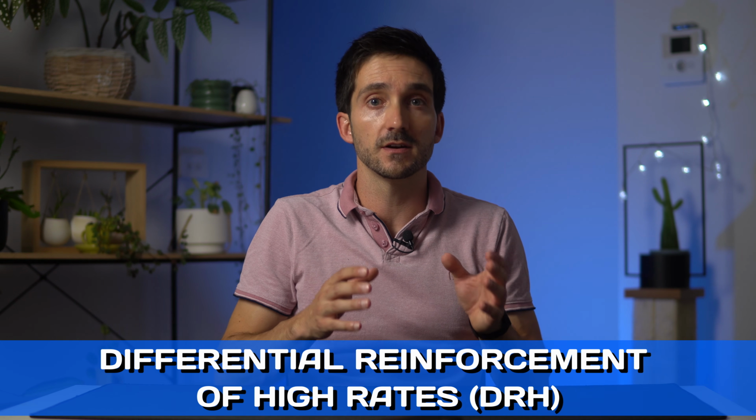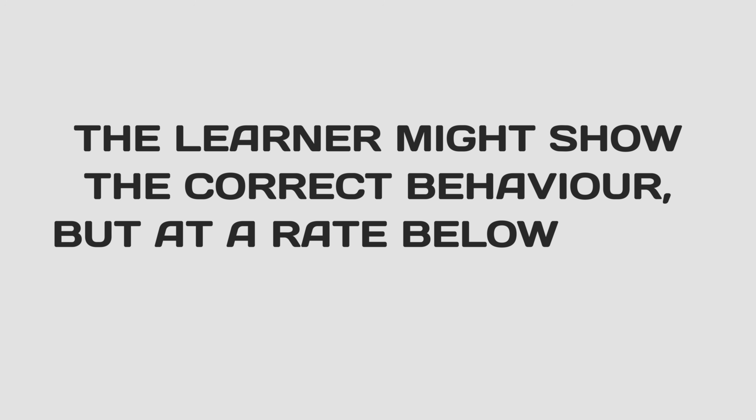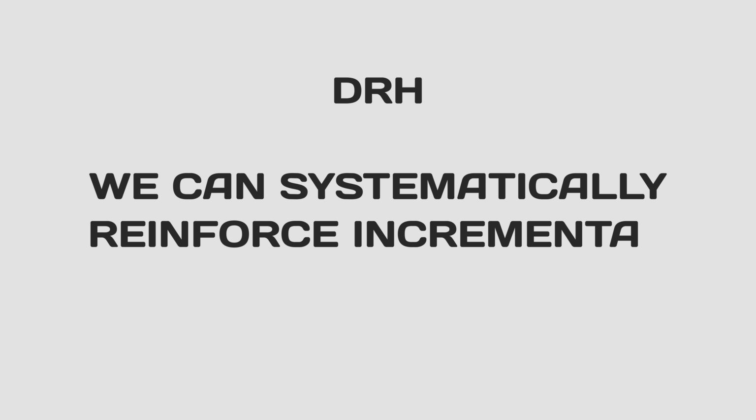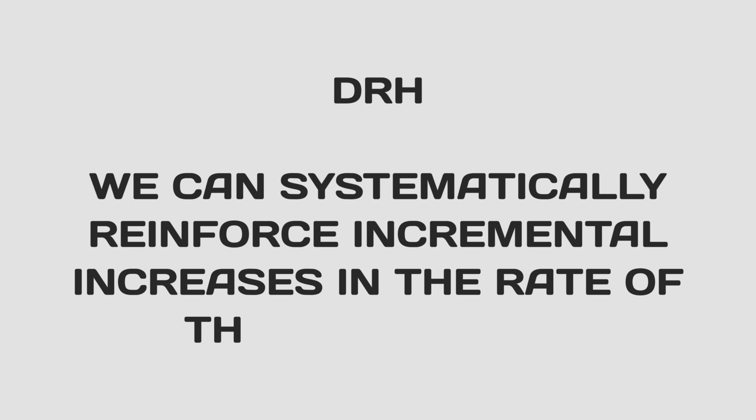We then have differential reinforcement of high rates, DRH. Sometimes the learner might show the correct behavior, but at a rate below what we want to see. Using DRH, we can systematically reinforce incremental increases in the rate of that behavior.